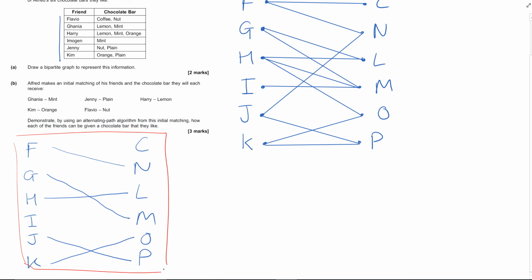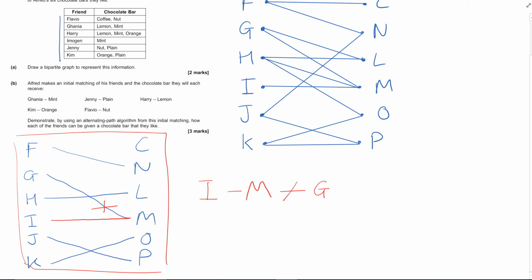So the alternating path algorithm says select one in the left hand side that isn't being used. So we're going to have I, Imogen. Now she has to be matched with mint. So Imogen is going to be matched with mint. I'm using this symbol here to denote the match, that's just a straight line. Now what does that mean? That means that G cannot be matched with mint. So we're going to remove the mint match with G.